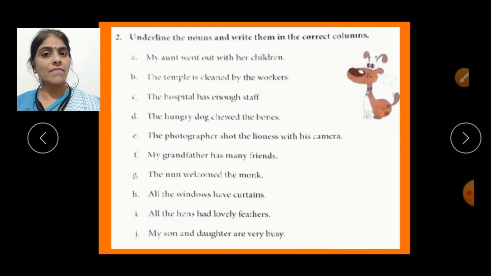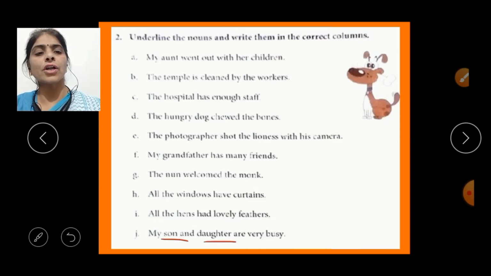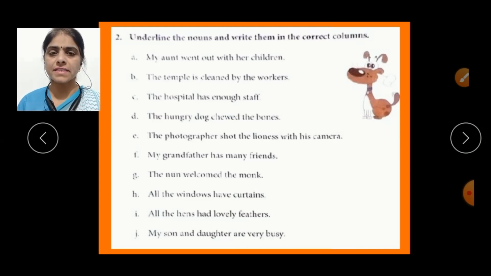Now here we have the last sentence, and that is, my son and daughter are very busy. In this sentence, the nouns are son and daughter. As son refers to males, it belongs to masculine gender. And daughter refers to female, so she belongs to feminine gender. So here the exercise is completed.